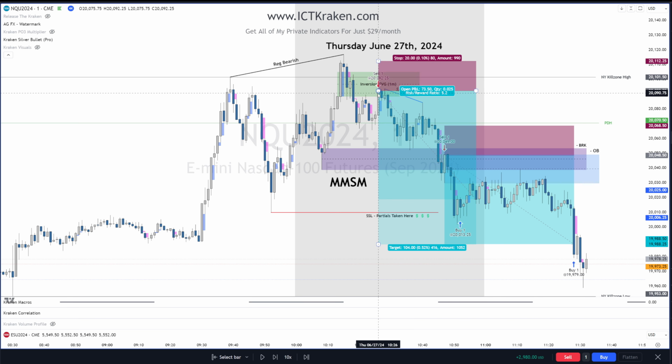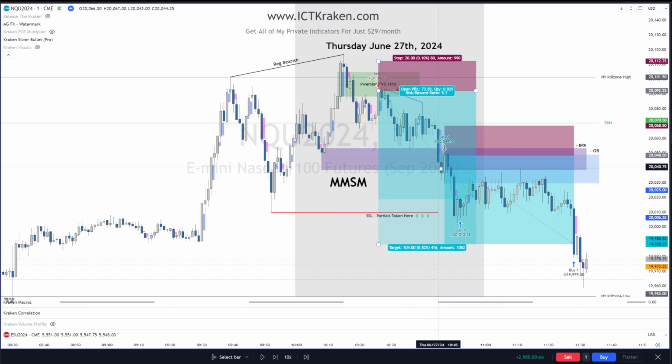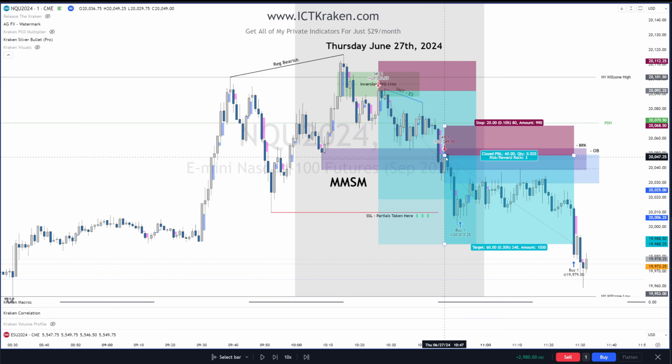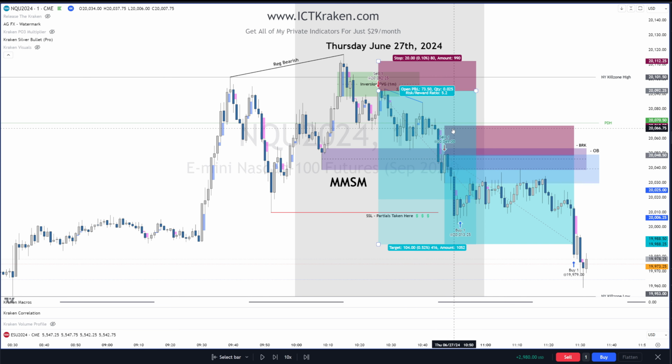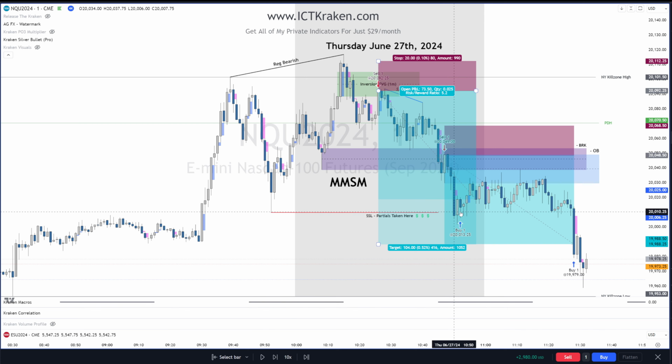Got in on the inversion fair value gap. Then we ended up having SMT as this was trading in, which is great. It helps confirm the reversal. Means it's in. Market maker model is in to me, and it traded through this fair breaker block. We entered again, moved our stop to this high, so we're in a little bit of profit on that one. And then once we took out this low here, which was a major swing low, we took a partial. Okay, we took one contract off.